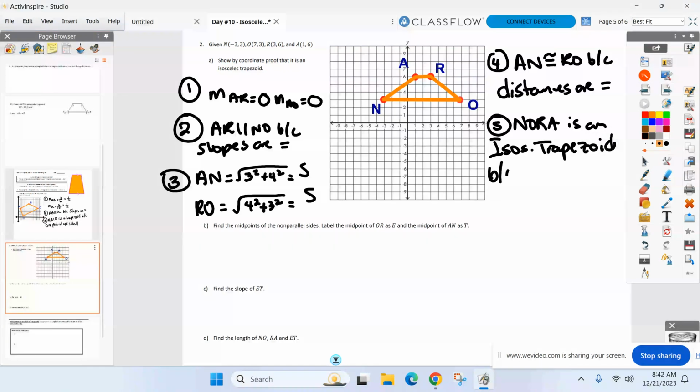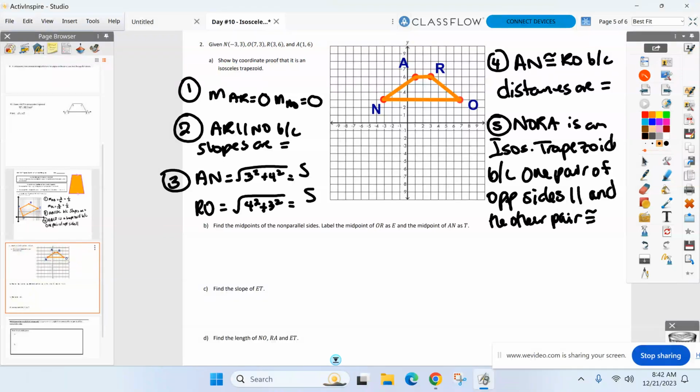And let's watch the wording here now, right? Same wording as trapezoid with a little extra. Because one pair of opposite sides parallel, that would make it a trapezoid. And now let's make it into isosceles. And the other pair congruent, or the legs congruent, because we called them legs. Just make sure you clearly say one pair is parallel, the other pair is congruent.